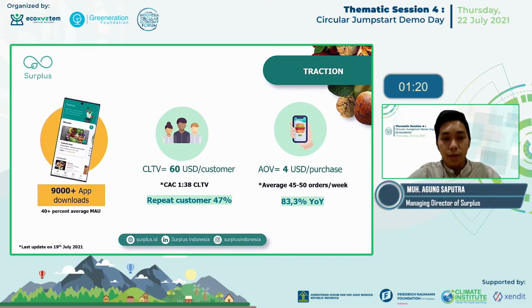Next. So in terms of the traction, so far we have more than 9,000 apps downloaded in just 1 year. Our CLTV is around 60 US dollar per customer, and our AOV is around 4 US dollar per purchase. So imagine if 9,000 customer times 4 US dollar per purchase, our revenue will be 36,000 US dollar per month. So it's going to be a huge revenue as well. Next.